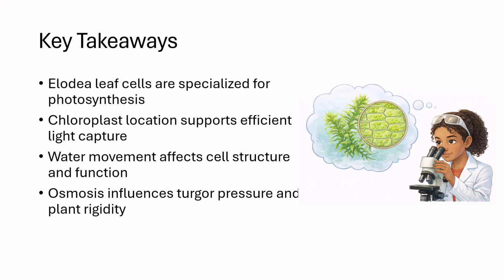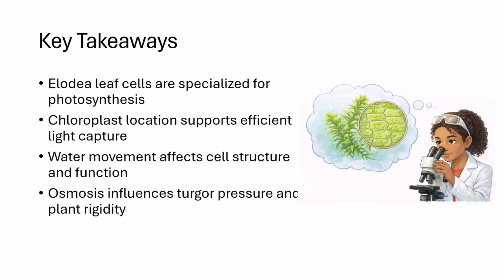The Elodea and osmosis activities work together to show how plant cell structure and water movement are closely connected. Elodea leaf cells are specialized for photosynthesis, which is why chloroplasts are abundant and positioned along the edges of the cell where light can be captured most efficiently. The large central vacuole plays a key role in maintaining turgid pressure, keeping the cells firm, and supporting the overall structure of the plant.